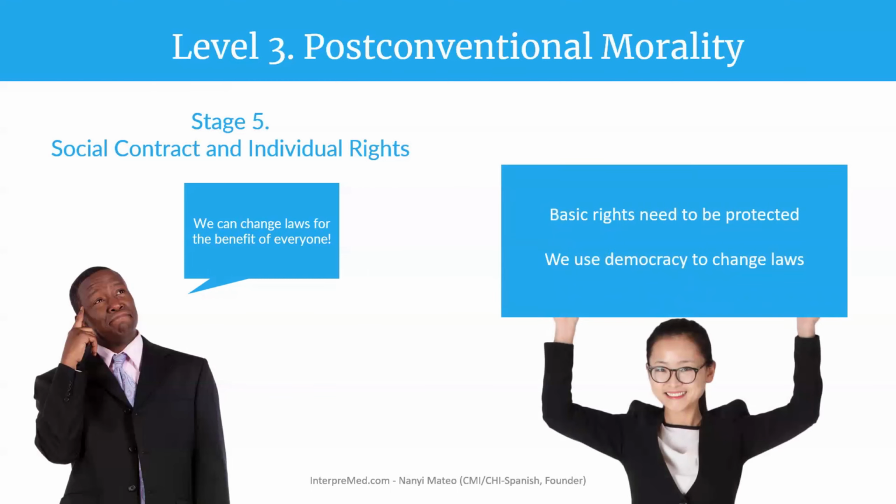points. There are certain basic rights that need to be protected. In Heinz's case, some respondents may say that the wife's right to life is more important than breaking the law, and there are democratic procedures that can be used to change laws. For example, unfair laws can be changed by reaching a consensus through voting.